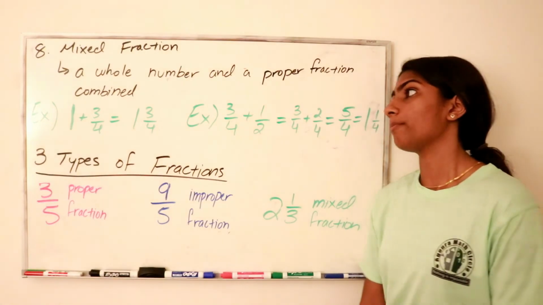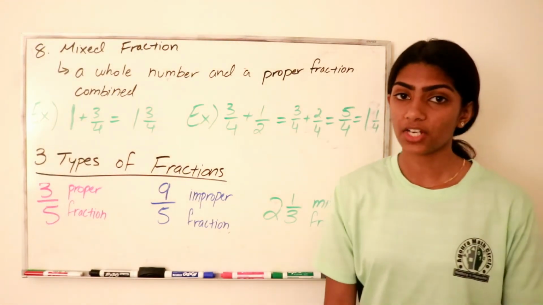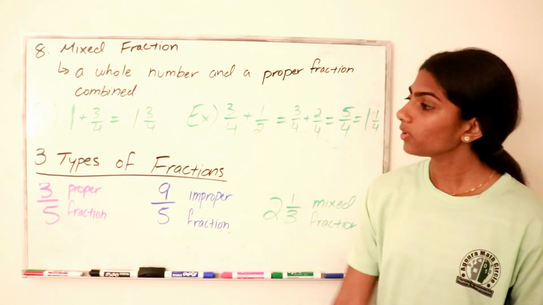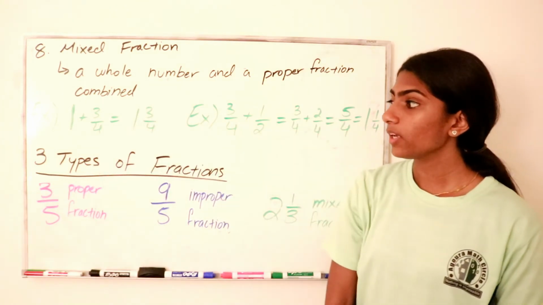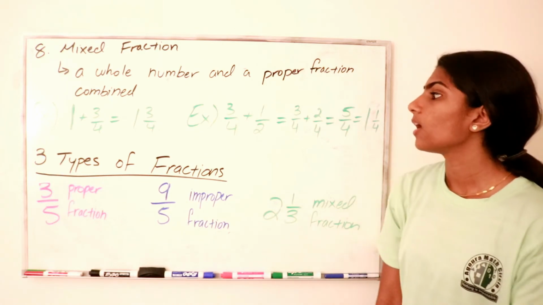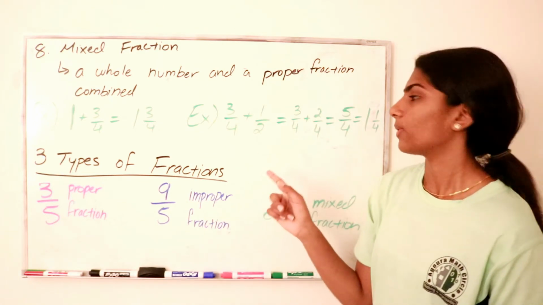Finally, let's go over mixed fractions. So a mixed fraction is a whole number and a proper fraction combined. For example, we have 1 plus 3 over 4, which equals 1 and 3 over 4, or 1 and 3/4. Another example is 3/4 plus 1/2.